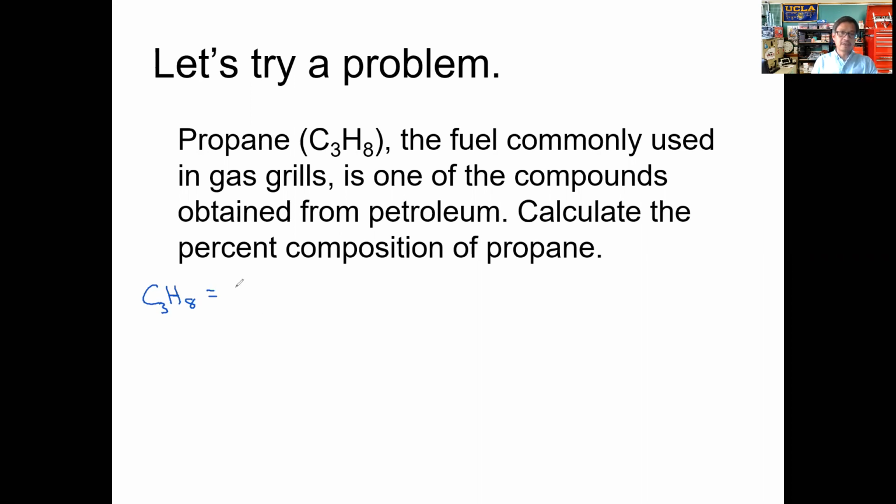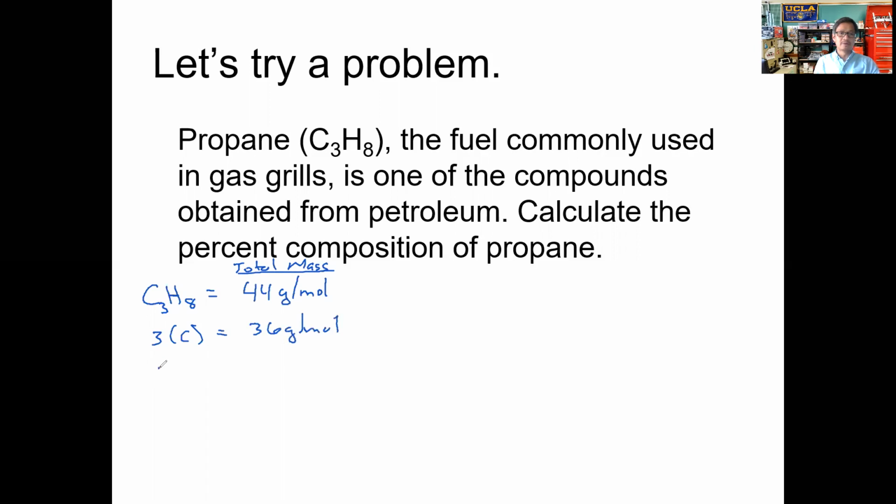If you add those all together, you should end up with 44 grams per mole. If you cannot get that number, please make sure you come by and see me and get extra help with that. This is the total molar mass that we're dealing with. We also need to find the total mass of 3 carbons, which is going to be 36 grams per mole.